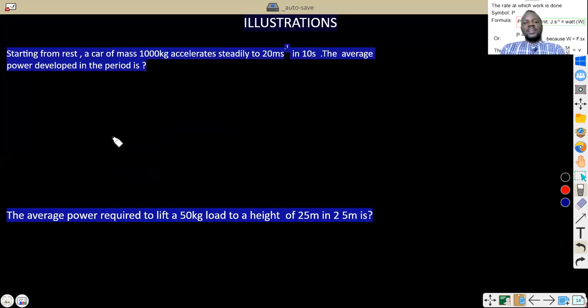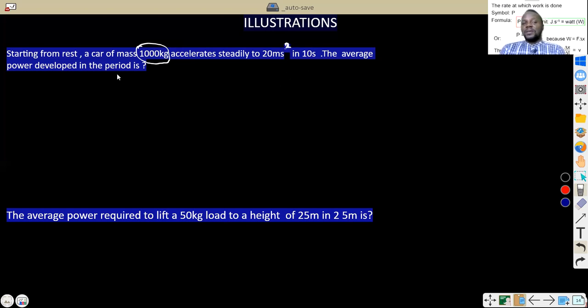About the illustrations, we are told here that starting from rest, we don't know what is starting from rest, maybe a car or anything. Okay, it's a car. A car of mass 1,000 kilogram accelerates steadily to 20 meters per second in 10 seconds.